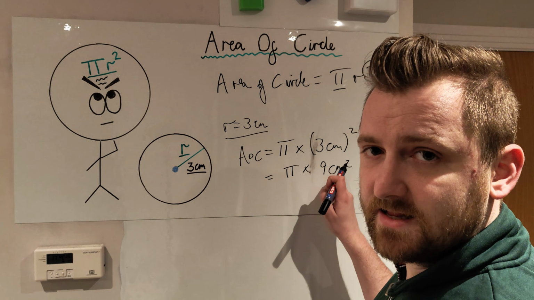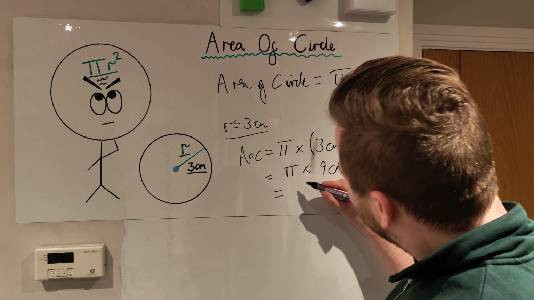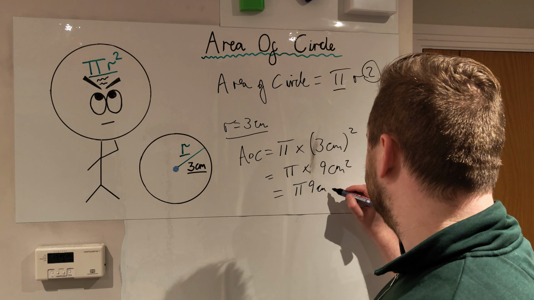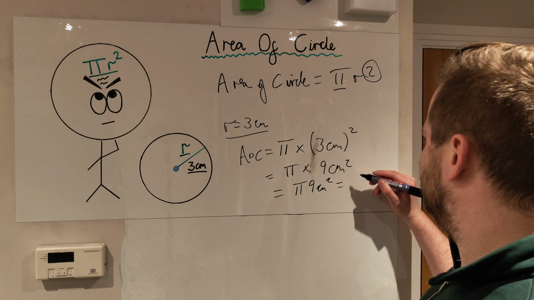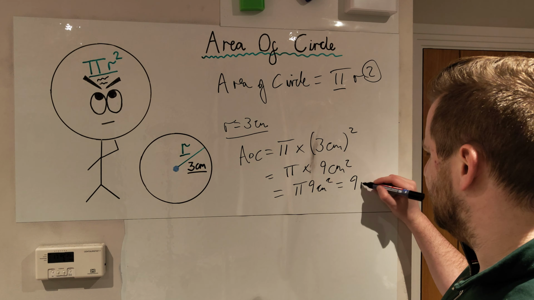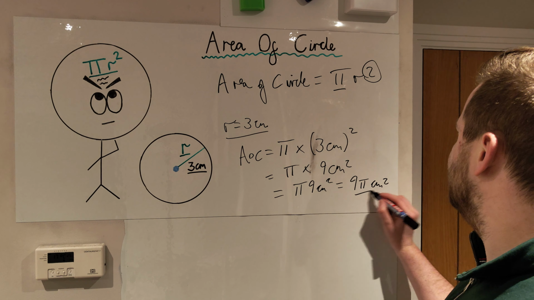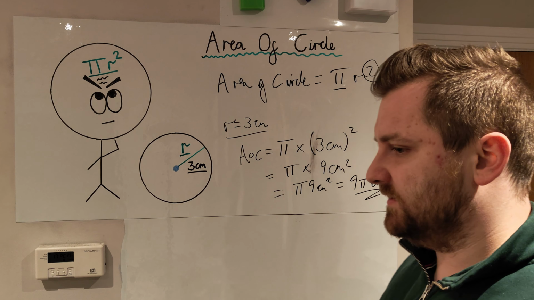If you don't understand that, let me know, and I'll explain it in the comment section. And then, it is technically pi 9 centimeters squared, but generally, at least from my understanding, you should do 9 pi centimeters squared. And effectively, it is 9 pi centimeters squared.